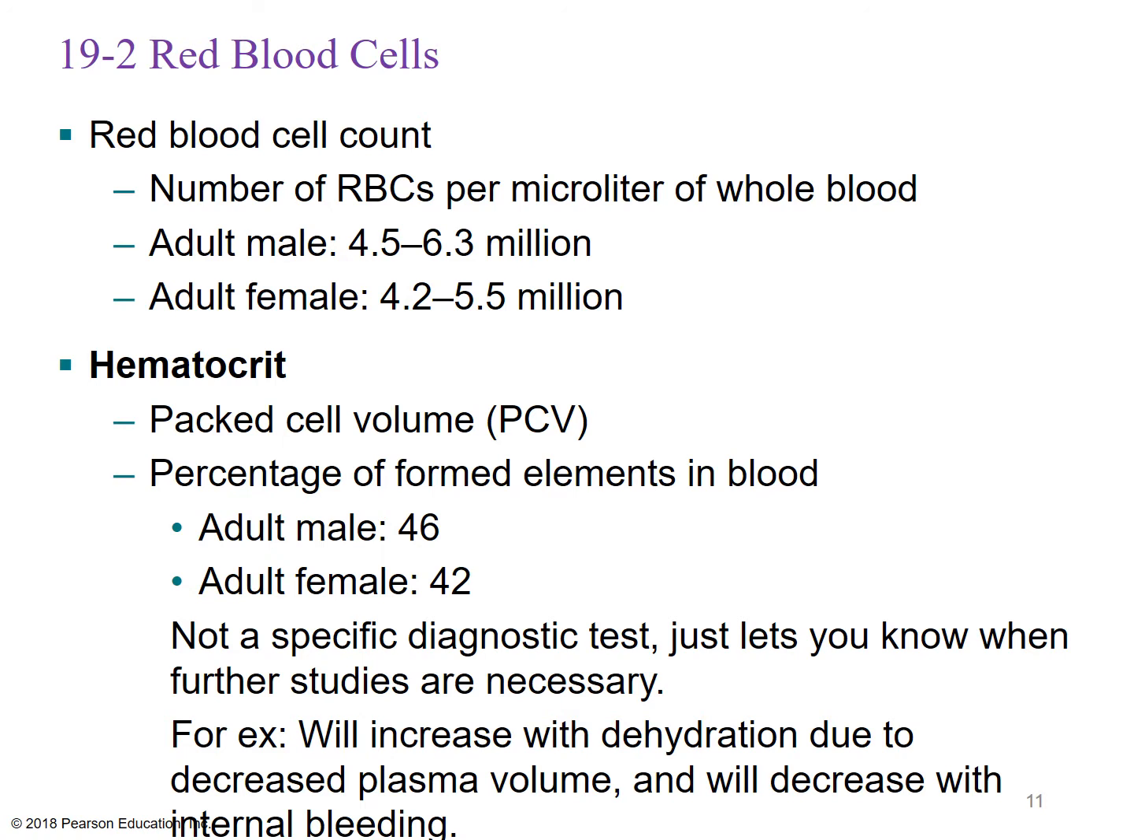So as you can see the example there, this hematocrit is going to increase with dehydration due to the decreased plasma volume. Remember, plasma volume is 90% water. So if you're low in water, then that means that the percentage of the formed elements in the blood is going to be higher because your water is too low. Whereas if you have an internal bleed that you're unaware of, then your hematocrit is going to be low, because obviously your red blood cells are not going to be within your bloodstream. They're coming out into the tissues with that internal bleed.